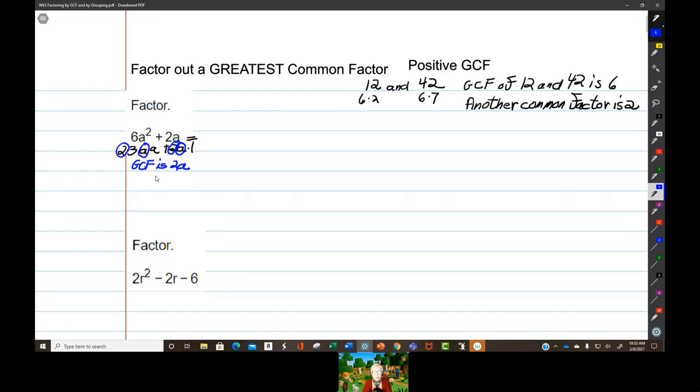Now, here is what we do when we factor out a GCF. There's a form that you use. Just like everything in math, there's always a form that you use. You write it like this. You write down the GCF, and then let me copy that plus sign. You write the leftovers.